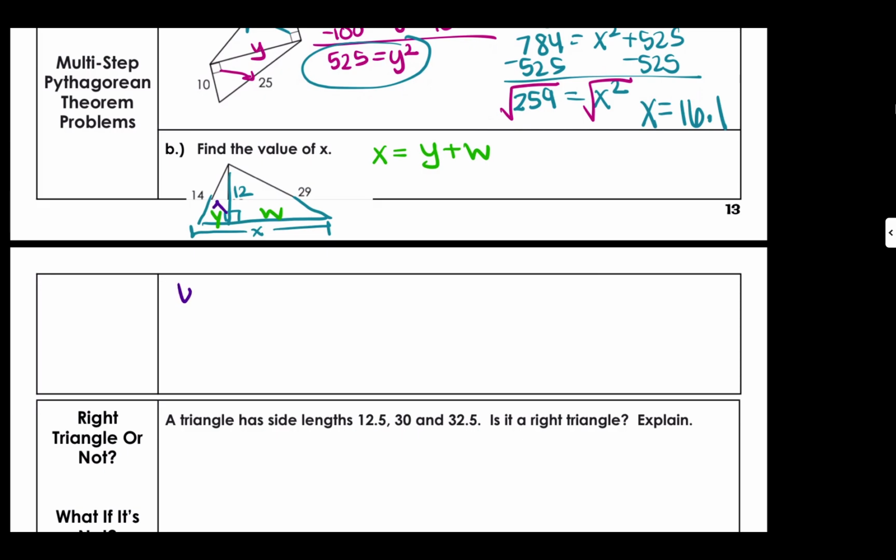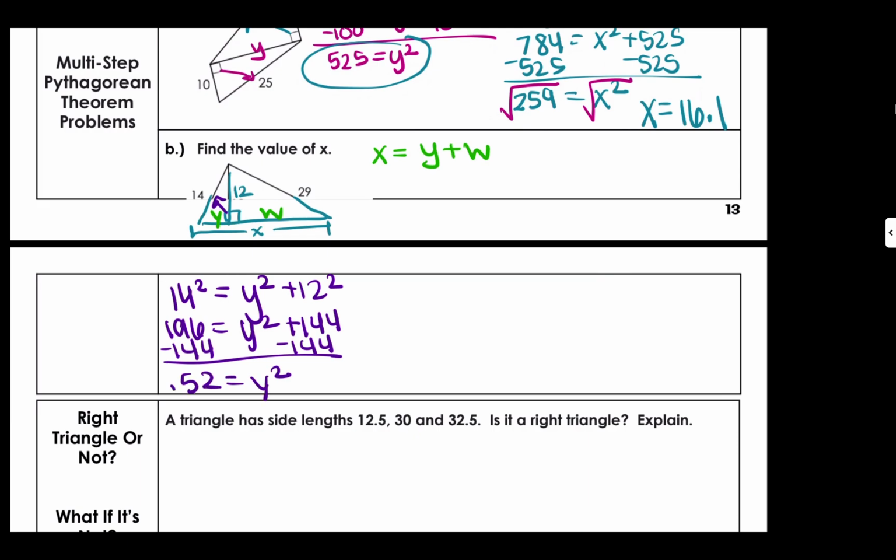So in this triangle, we know that 14 squared is equal to y squared plus 12 squared. So 196 is equal to y squared plus 144. Subtract 144. We get 52 is equal to y squared. Take the square root of both sides. Y is 7.2. So we found y. So we're one step closer to finding x. We're just going to find w.